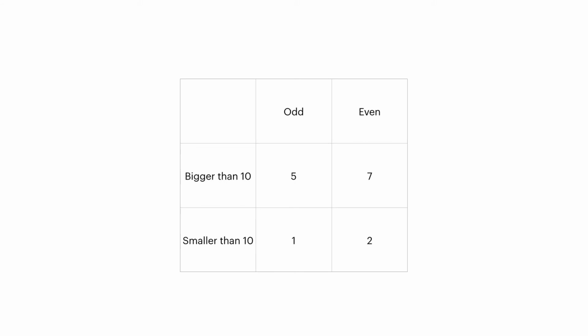So we can see that the biggest group here was the numbers that were bigger than 10 and that were even numbers. And the smallest group was numbers that were smaller than 10 and were odd numbers.